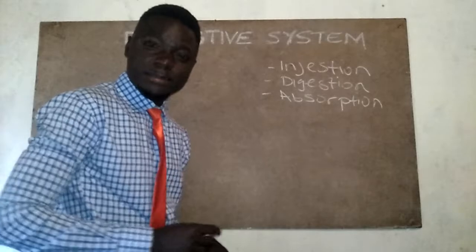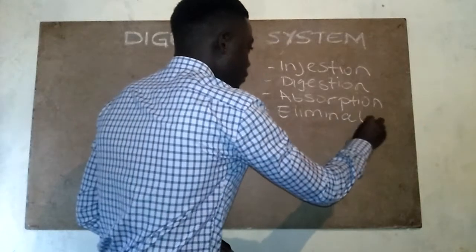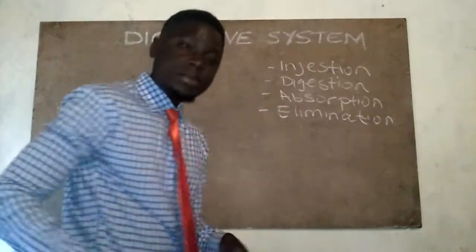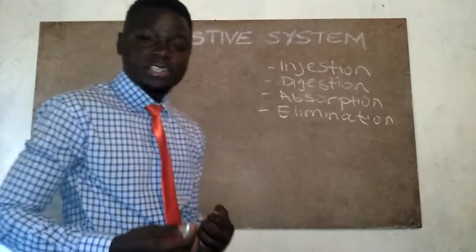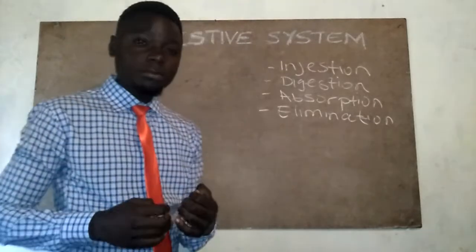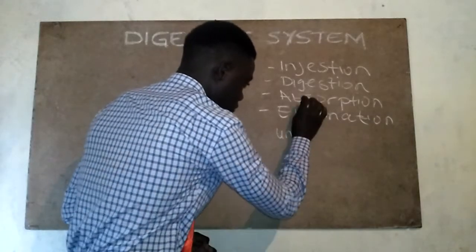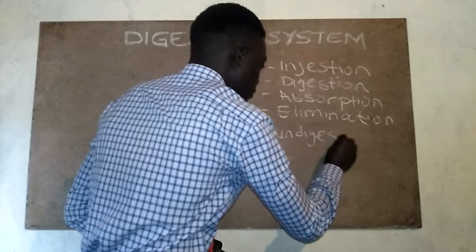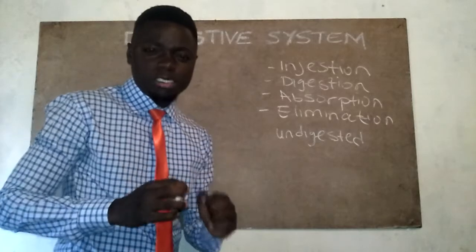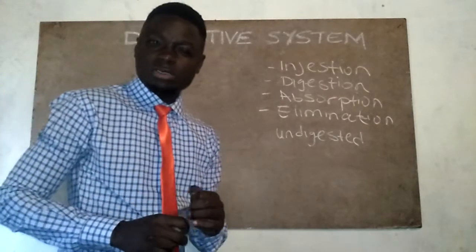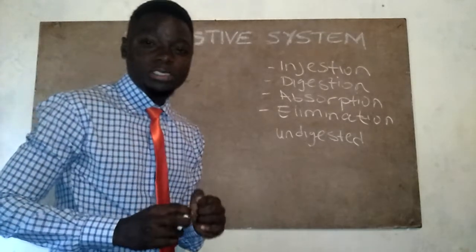The last part is elimination. Now, elimination or excretion, elimination and excretion are exactly the same thing. This process involves the removal of the undigested food, the unneeded food, the unwanted food, from the colon down to the outside world through this sphincter of anus, the sphincter of muscles, sorry, called the anus.